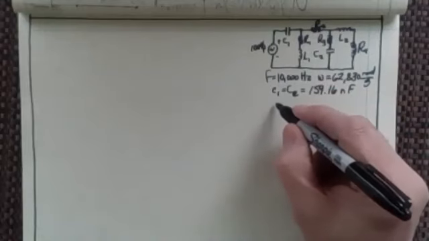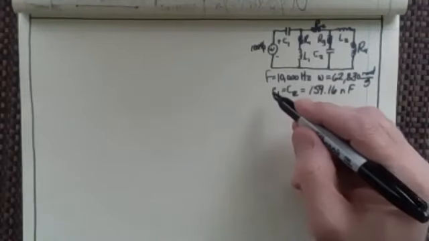The reason that I chose that is because when you multiply 62,830 times 159.16 nanofarads, and then take the reciprocal of that, 1 over that, you get 100 ohms. We're going to see that in just a second, but let me give you the values of the other things that we have in here.